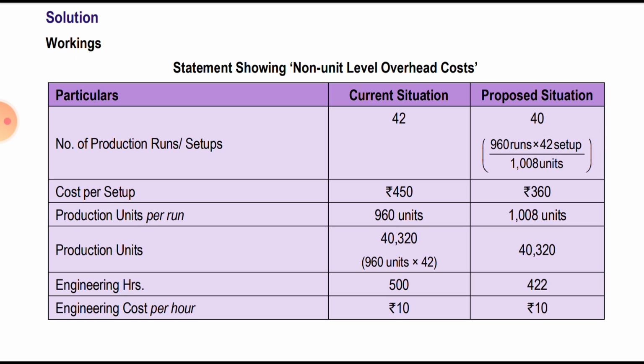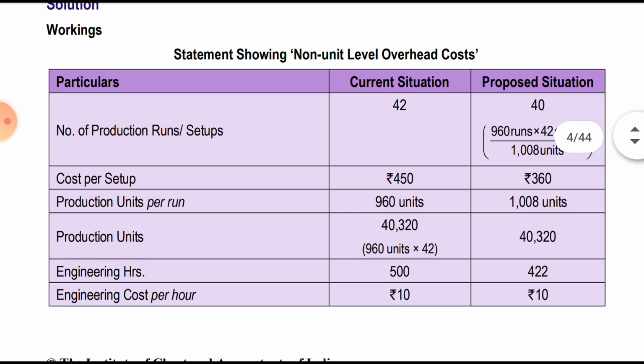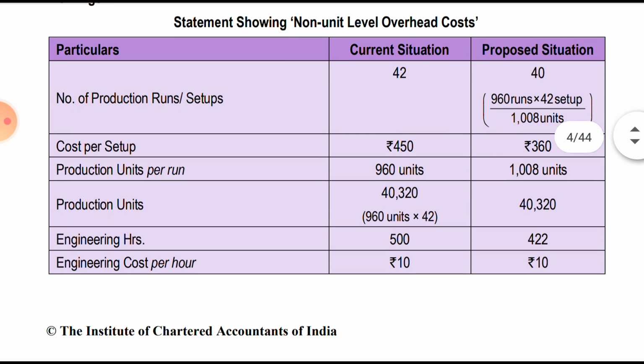First they have given the current and the proposed situation, the same thing which we discussed, and how that figure will be arrived at. In current it is 42 number of runs or setups, in proposed it is 40. How this 40 came is 960 multiplied by 42 divided by 1008, and setup cost is 450, 360. Then production units per run is 960, 1008. This has been given in the question. Production units will remain the same in the proposed situation also. Engineering hours 500, 422, and engineering cost is 10 and 10.